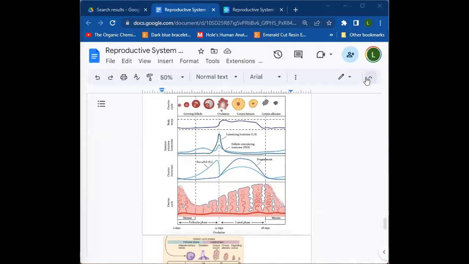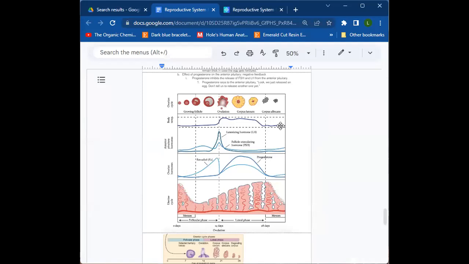Now let's take a look at this chart. This chart is supposed to help put everything all together again.